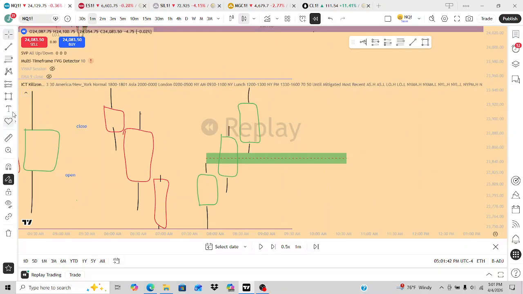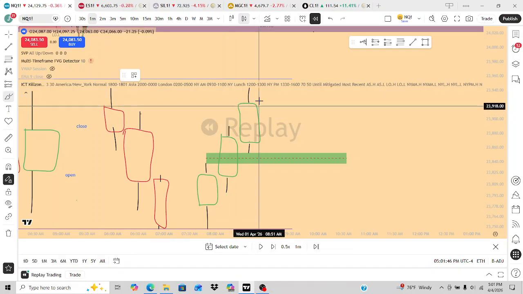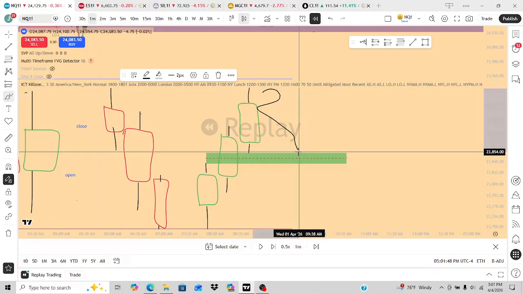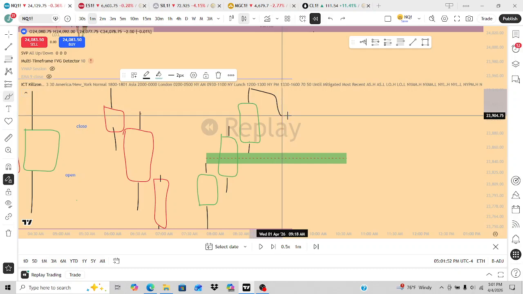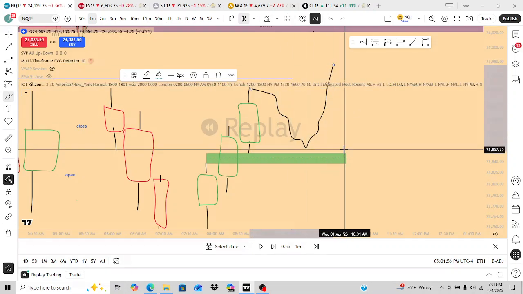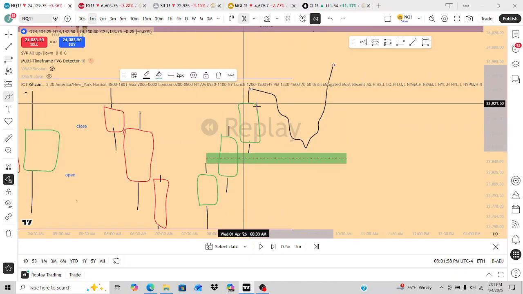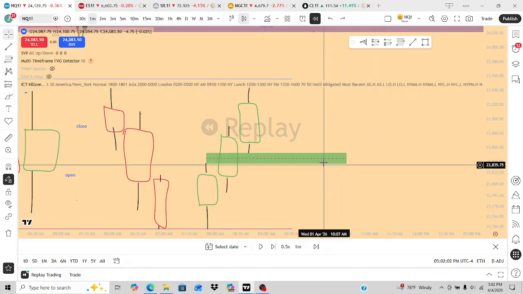So just got my brush, maybe. So you would want price to come down. Oh wait, hold on. That looks shitty. Price come down, and then continue back up. That would be a good bullish trend because it's respecting a bullish fair value gap.